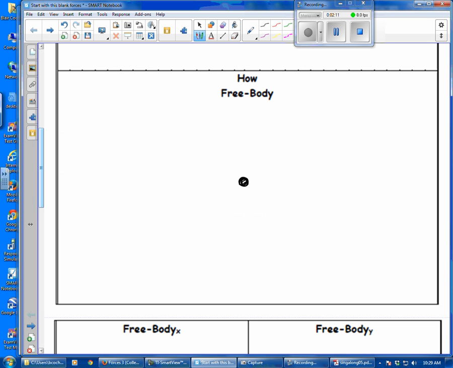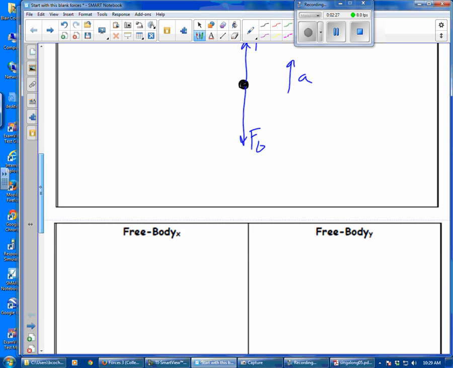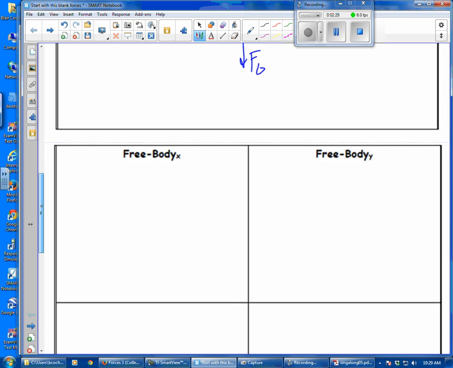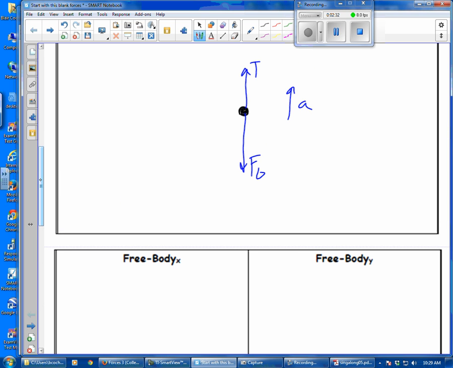Big old dot replacing my block. F sub G, tension, acceleration. Now, because everything is in the Y direction here, I don't think I need to redo it in the Y space. All right? So I'm just going to forget about doing another free body. It's really nothing to break up. And start in with the sum of my forces in the Y direction equals F A Y. All right? I have 2 forces. Which way do you guys want to call positive?